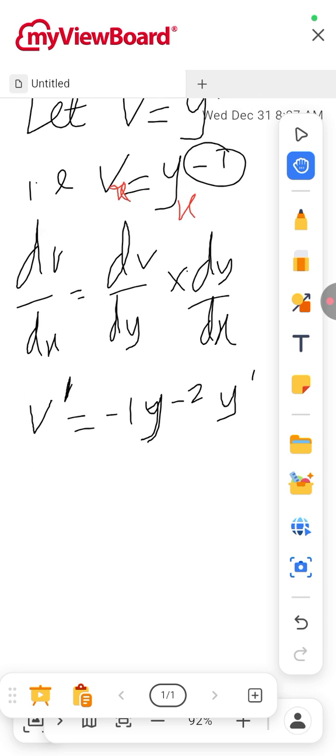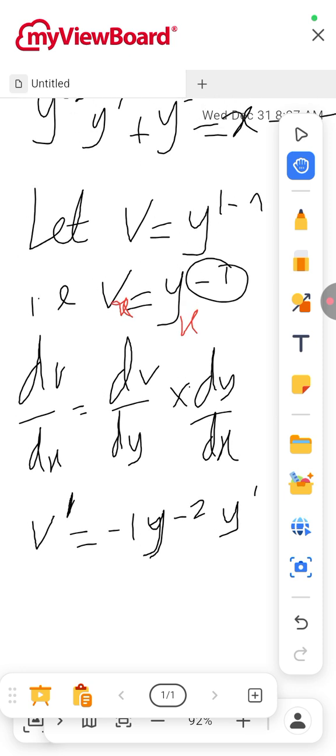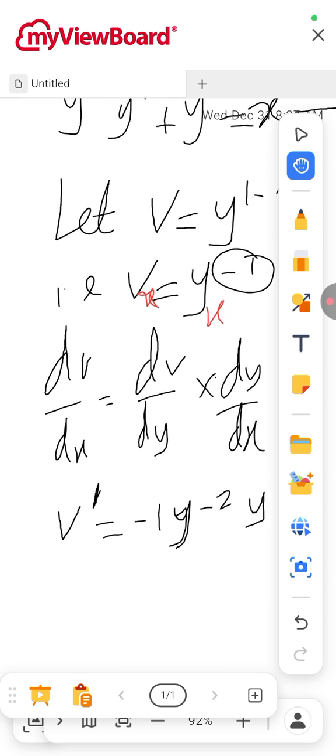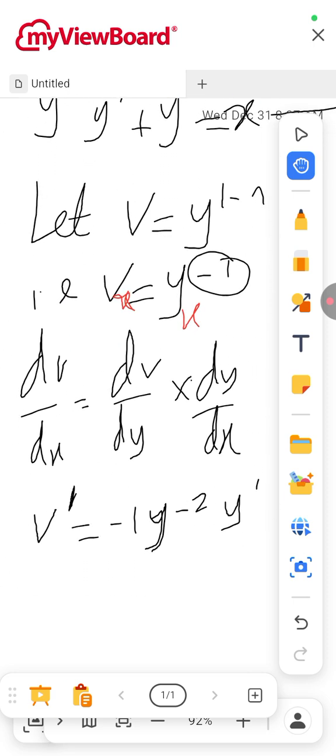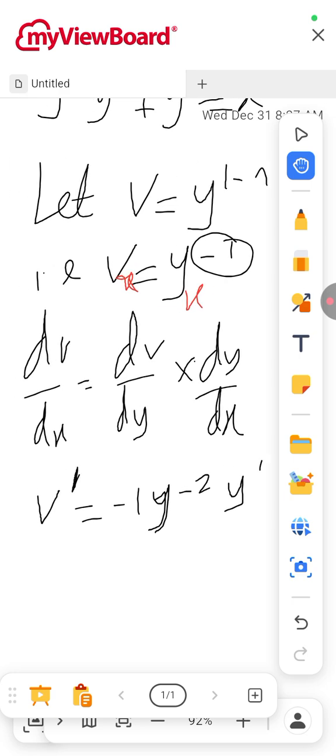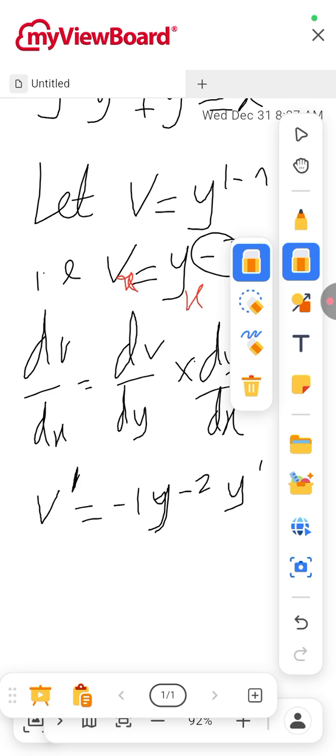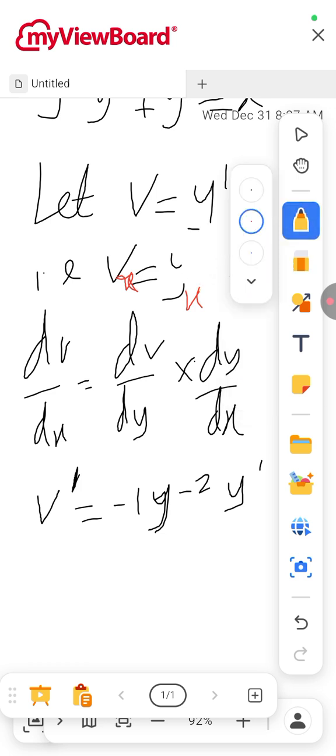So from here now, I can do some substitution back. Yes, I can now do substitution. I will substitute two things into that equation that I said I will come back to. I will substitute two things.